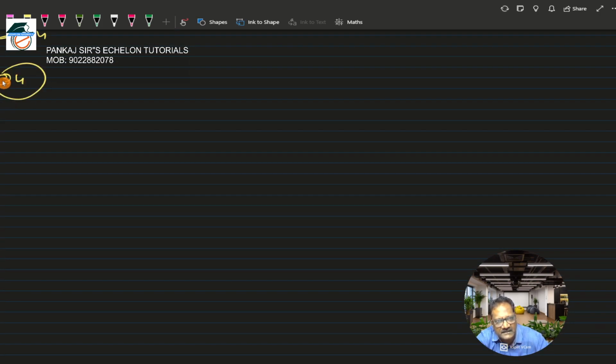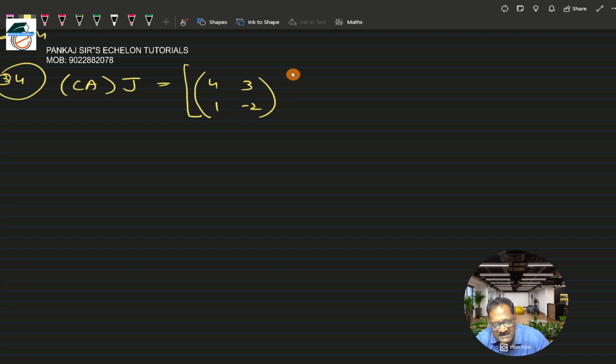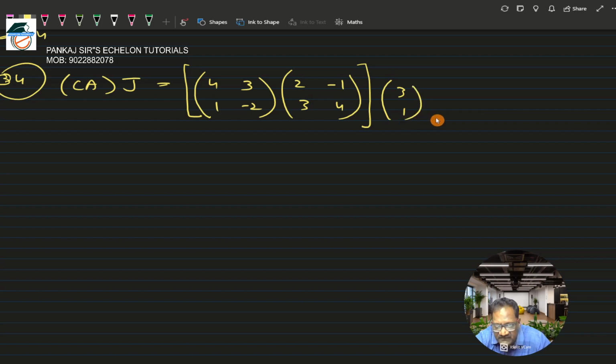34th is you have to find out CA times AJ. So what is your C? I'll put this in a huge bracket. C will be 4, 3 and then 1 and minus 2. This is C. And then A is 2 minus 1 and then 3 and 4. And this whole thing you'll have to multiply by AJ. And J is your column matrix 3, 1.